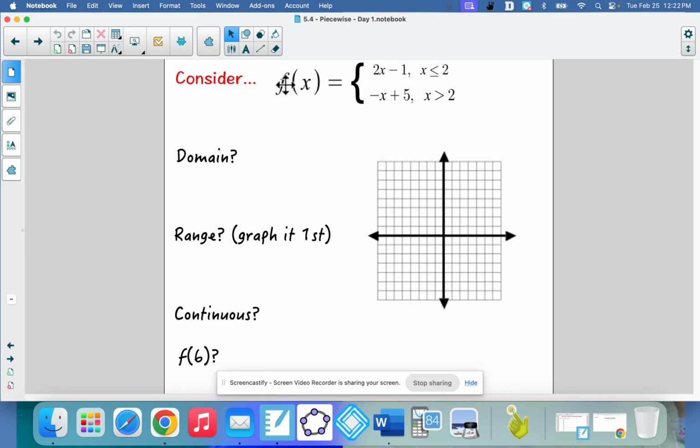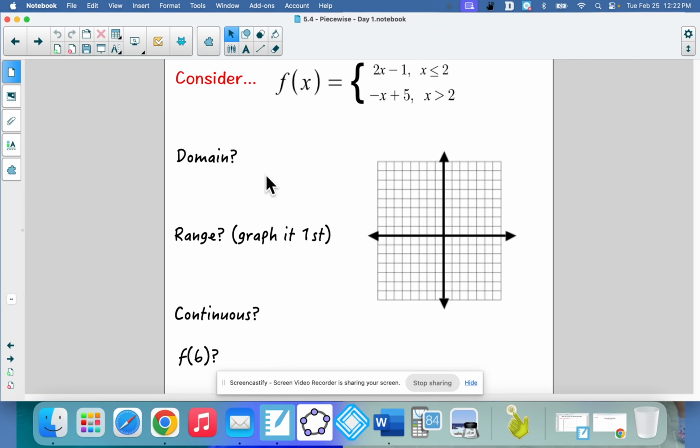And so this is what it looks like. You see this weird notation. This is what's telling you that it's a piecewise function. It's saying that f of x, or the y value, is equal to 2x minus 1 if the x values are less than or equal to 2, and otherwise it's negative x plus 5 if the x values are bigger than 2. So it's made up of two different lines, and each one only works for its own x values.